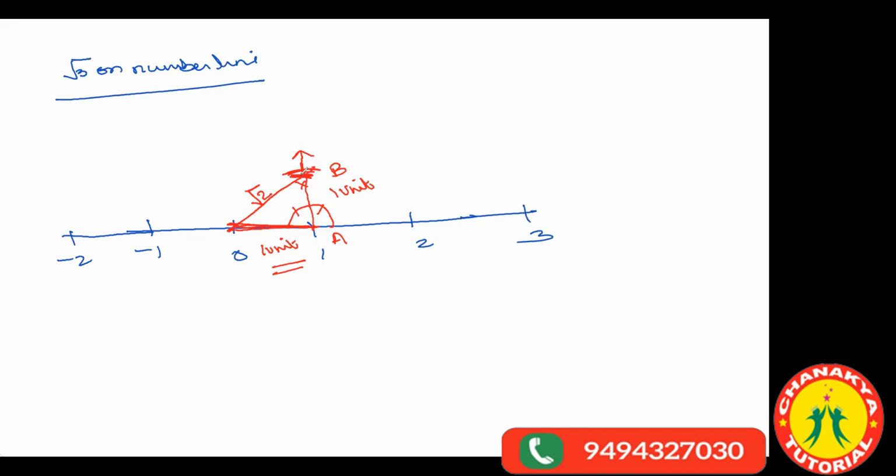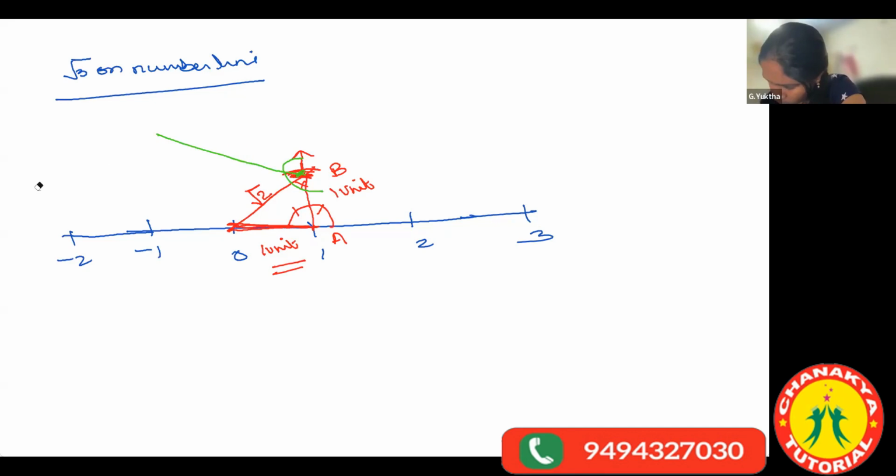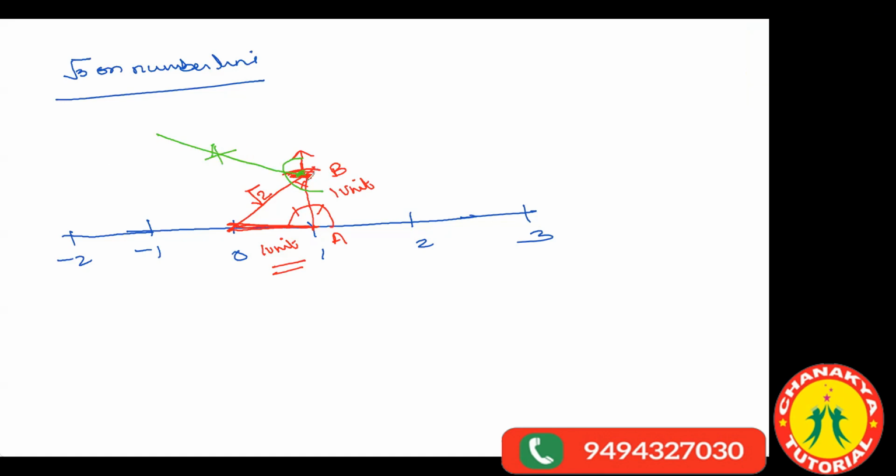Now at B point, again draw a 90-degree angle. Draw it. At B point, draw a 90-degree angle. And it will be like this. Draw it.